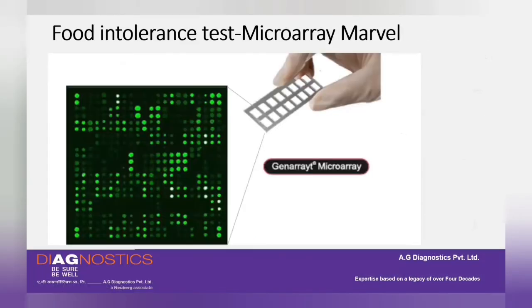Okay, yeah. So the food intolerance test is done by a microarray ELISA method, where, as you can see, there's a chip on which a large number of food items are on the chip, and the serum is applied to this, and the IgG antibodies can be detected.